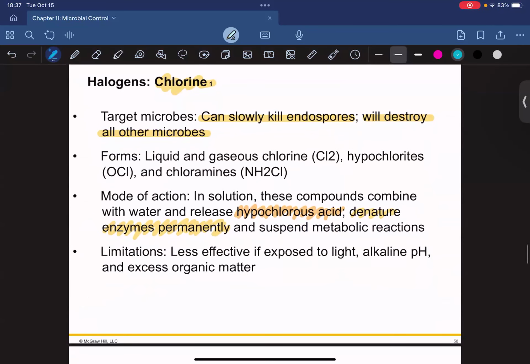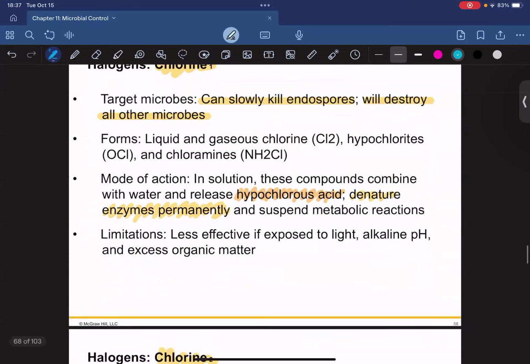It can slowly kill endospores. So here we're talking about you would have to expose it for a little while to the chemical to achieve proper sterilization, but it can do it. This will create something called hypochlorous acid. Yes, hypochlorous acid denatures enzymes permanently, and that's what leads to the killing.